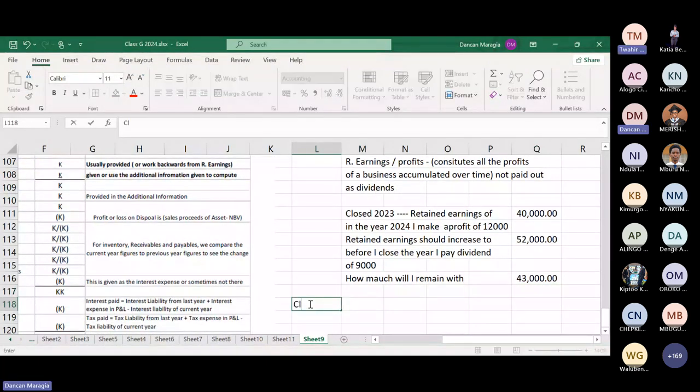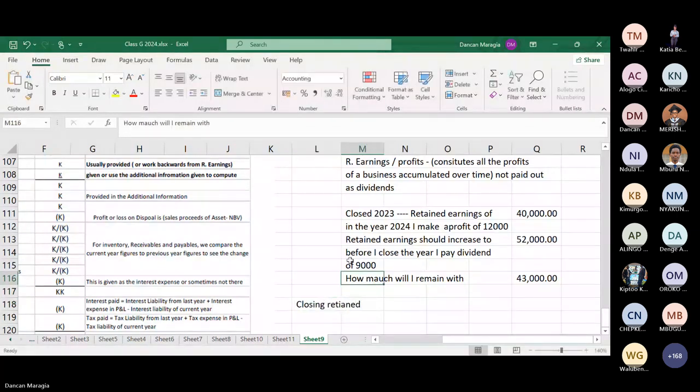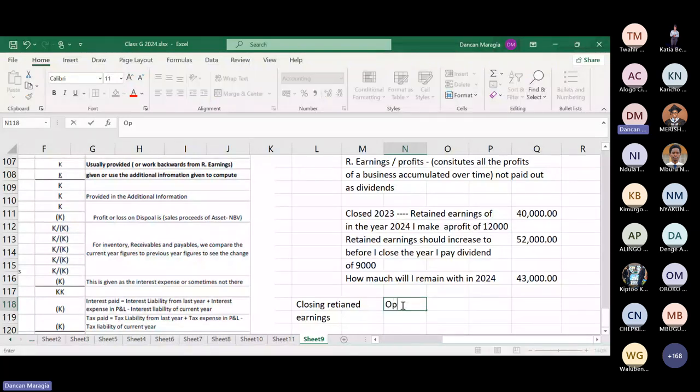So I've said my closing retained earnings within 2024 are going to be opening retained earnings, I add profit, retained earnings for the year, profits for the year, then less any dividend paid in that year. Dividend for the year.